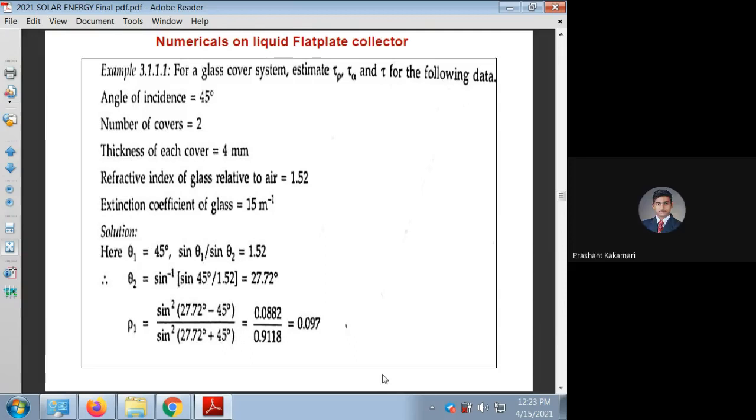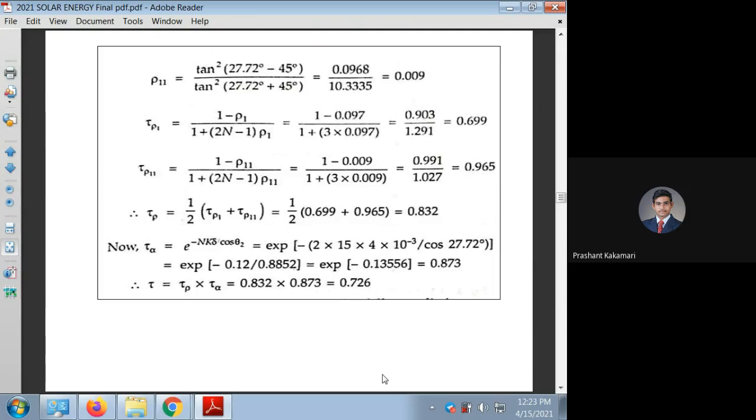So now we have found the reflectivity index of medium 1. Now for medium 2, as I have told you, it is tan square of theta 2 minus theta 1 divided by tan square of theta 2 plus theta 1. In that we substitute the theta 1 and theta 2 values to get this reflectivity index, in medium 2 after passing through glass cover 2. That value is coming around 0.009.